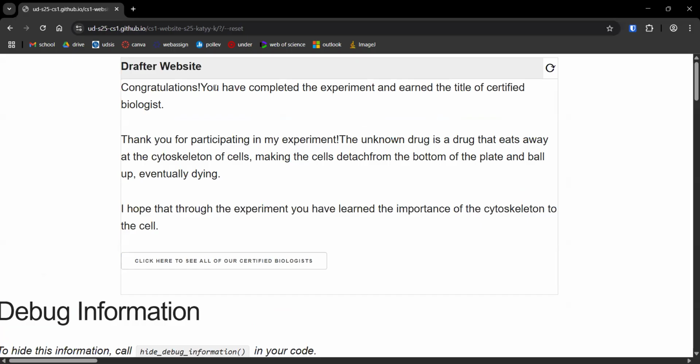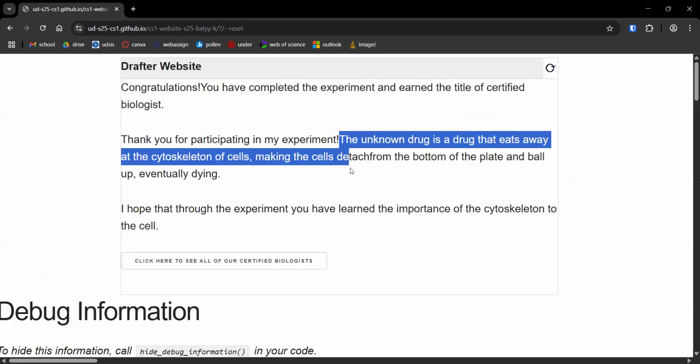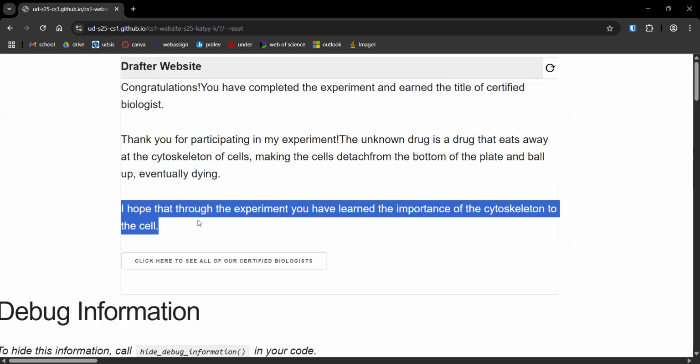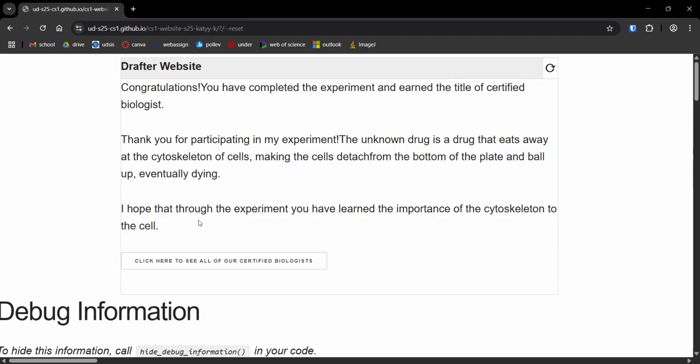I've completed the experiment, and I've earned the title of certified biologist. I give you a little thank you, and then some information on the actual drug that was used in the lab, which was a drug that eats away at the cytoskeleton. So it takes normal looking cells and kind of shrinks their cytoskeleton, degrades it until they ball up and die. It's a little unfortunate, but it just goes to show how important the cytoskeleton is, because if this drug is able to kill your cells, you really don't want it near you.